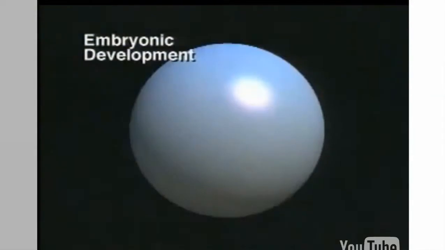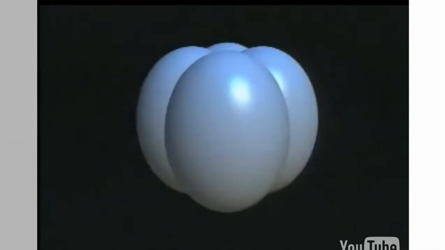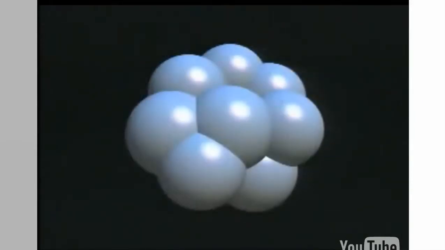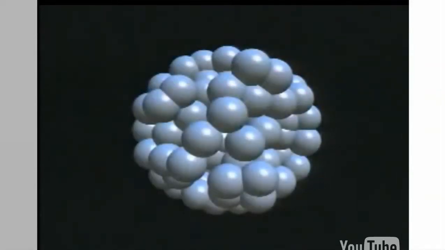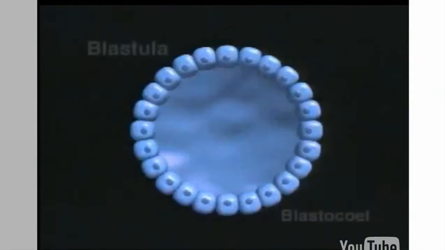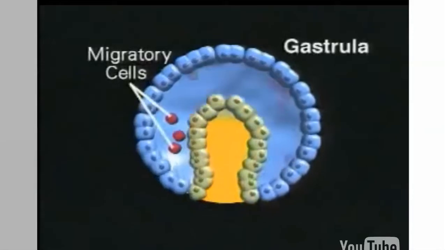Soon after fertilization, the egg cell starts to divide into 2, 4, 8 cells, and so on, continuing to double the number of cells with each division. During this time, there is no increase in the mass of the cells. A circular ball of cells is eventually formed, called the morula. It gives rise to the blastula, and after further development, to the gastrula.